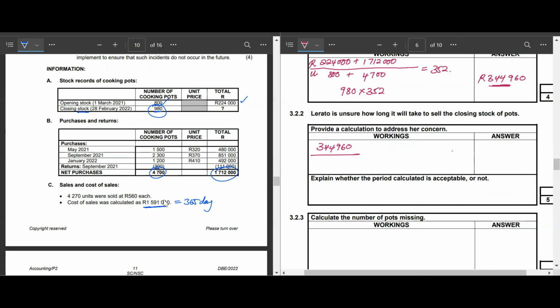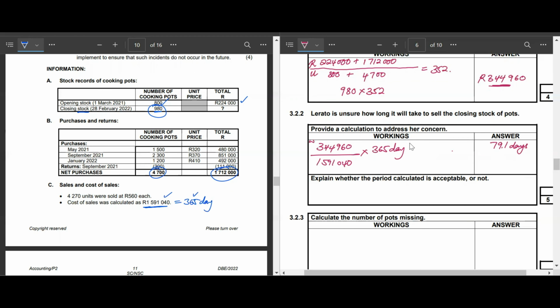So I have two values here: the rand and the days. What I want is the 344,960 in rands to be expressed in days. So I say 344,960, that is what I want, over what I have, which is 1,591,040, and then I multiply this by 365 days. What I'm simply saying is, if this was my cost of sales for 365 days, how many days is 344,960 going to take? You then get 79.1 days. The answer must be in days.